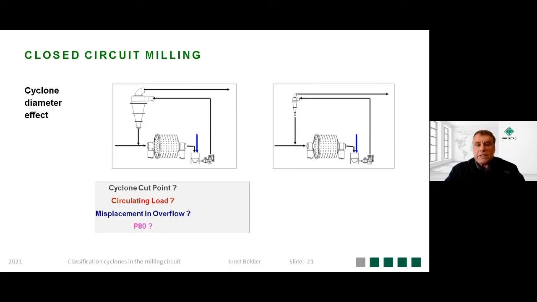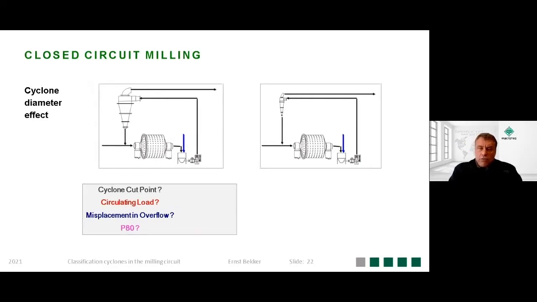So the question is then, how would the cyclone cut point be different between these two circuits? And the answer is actually quite simple. Larger cyclones cut coarser, smaller cyclones cut finer. So of course, this large cyclone will have a coarser cut point, the smaller cyclone a finer cut point.